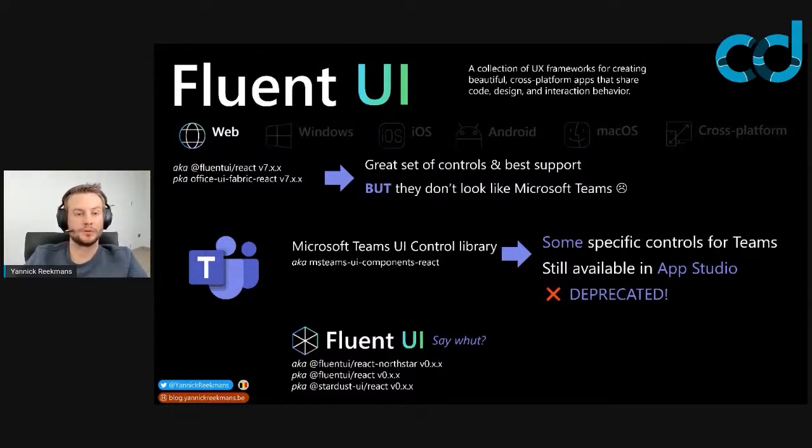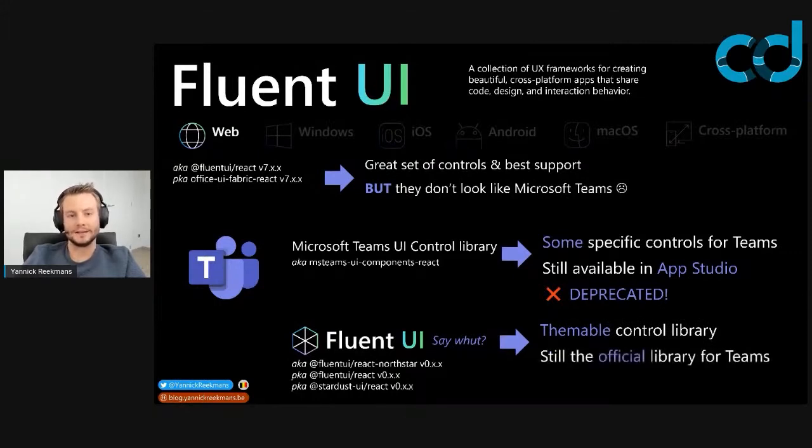They just took what the Teams team was doing with Stardust UI and just put it under the Fluent UI umbrella and renamed it first to React, but then they got into a problem because they wanted to rename Office UI Fabric React into React as well. So they made it Northstar. For those that still can follow along, Northstar is a themeable control library. And it is still the official library for Teams app development, or at least for the UI for Teams applications.